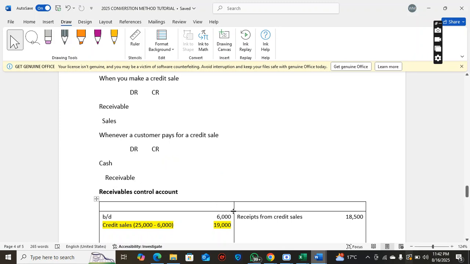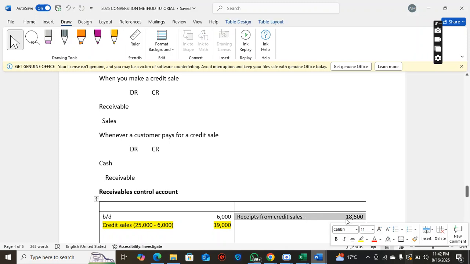All right, that's why you are going to see receipts from credit sales on the credit side here. When you look for transactions dealing with the receivables control account, and you see there's receipts from credit sales, then you know that this receipts from credit sales is going on the credit side of my control account.